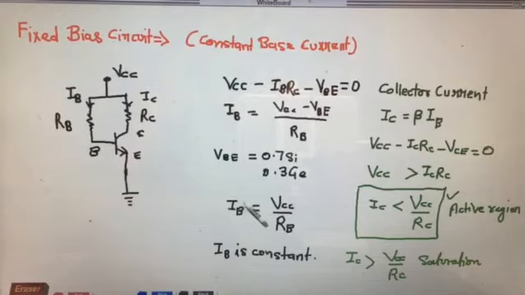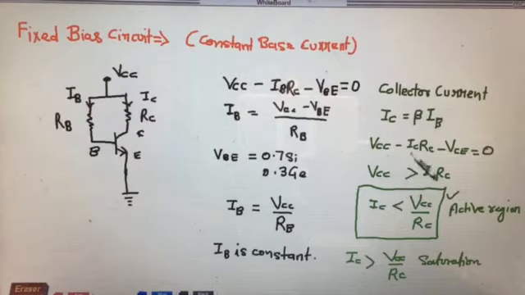In that case, base current IB is equal to VCC upon RB, because VCC is higher than this voltage, so that's why we have neglected VBE. IB is constant because the VCC applied and the RB are fixed. Now collector current, in this case, IC is equal to beta times IB plus ICO, which is the minority current, so VCC minus IC RC minus VCE is equal to 0 for this circuit.